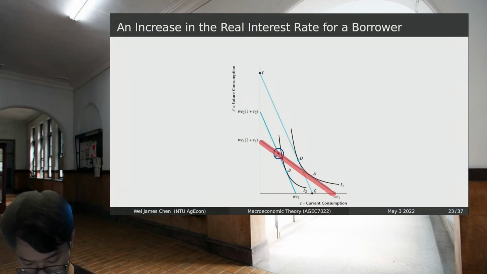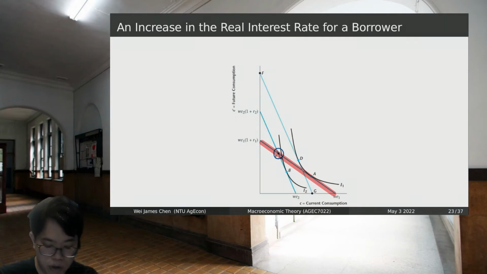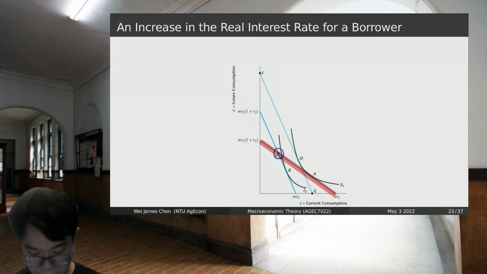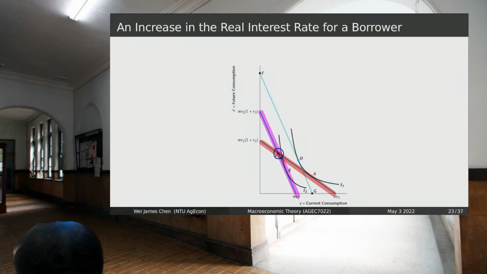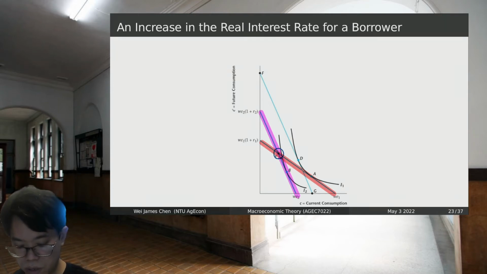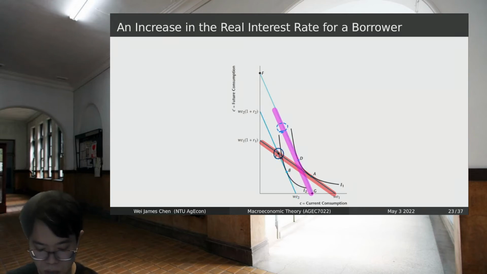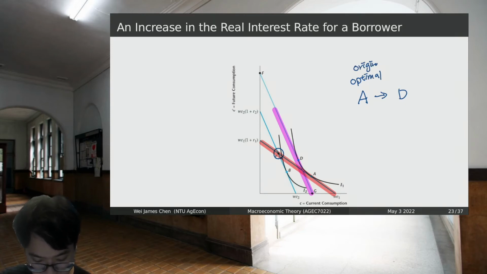No, this one. Originally, your endowment point, your budget constraint is this one. Now the budget constraint is here. So here, what I do is a little bit different. I'm pushing this outside to a point tangent to the old indifference curve, I1. So again, from A to D, the original optimal, to this D point, this is the substitution effect.